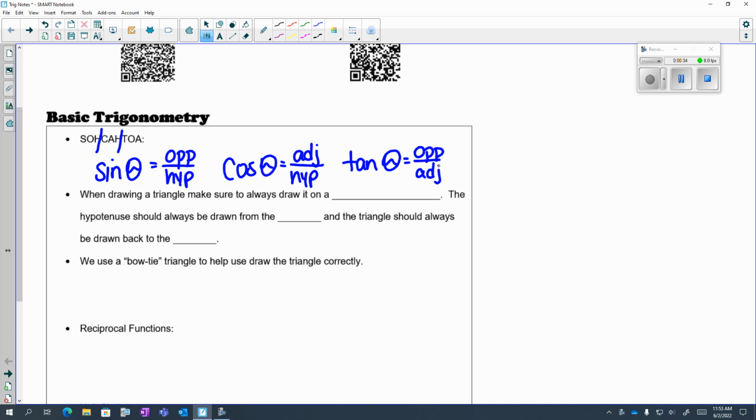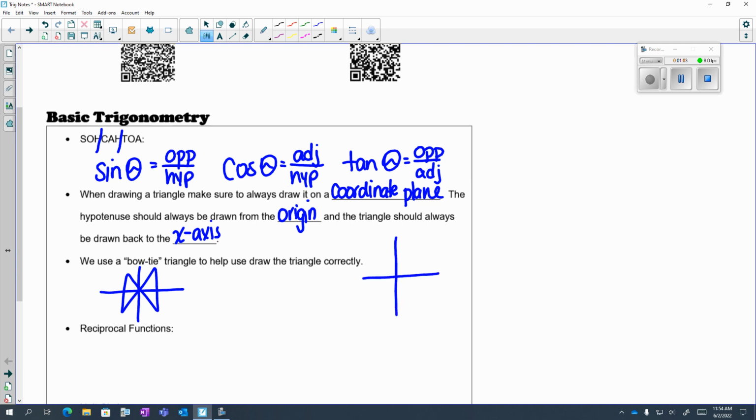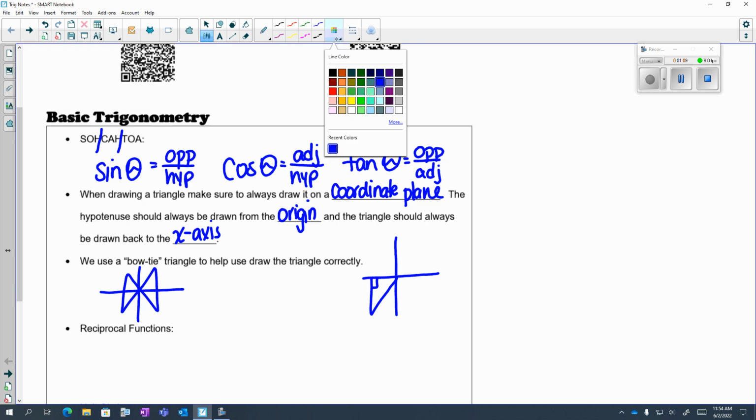When you're drawing a triangle, you always want to make sure that we draw it on a coordinate plane, like an XY axis. And your hypotenuse should always be drawn from the origin, and the triangle should always be drawn back to the X axis. And to help us, we draw a bow tie triangle sometimes, so that would look like this. So you don't always need to draw your entire set. If I was just drawing a triangle in quadrant 3, it would look like this. There's my right angle, and your angle that you're talking about is always at the origin.